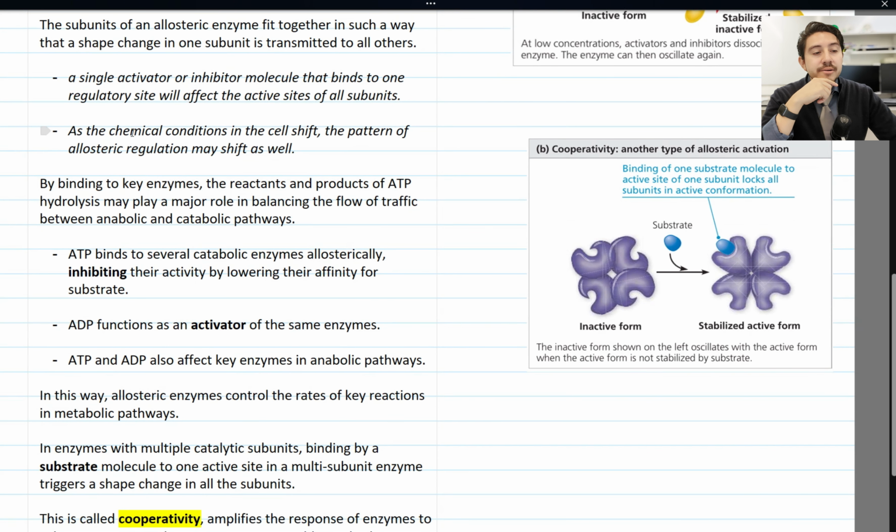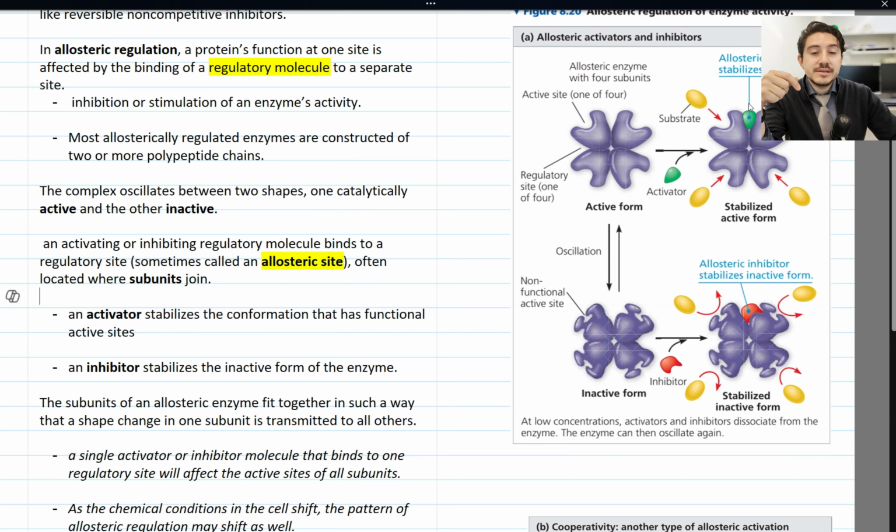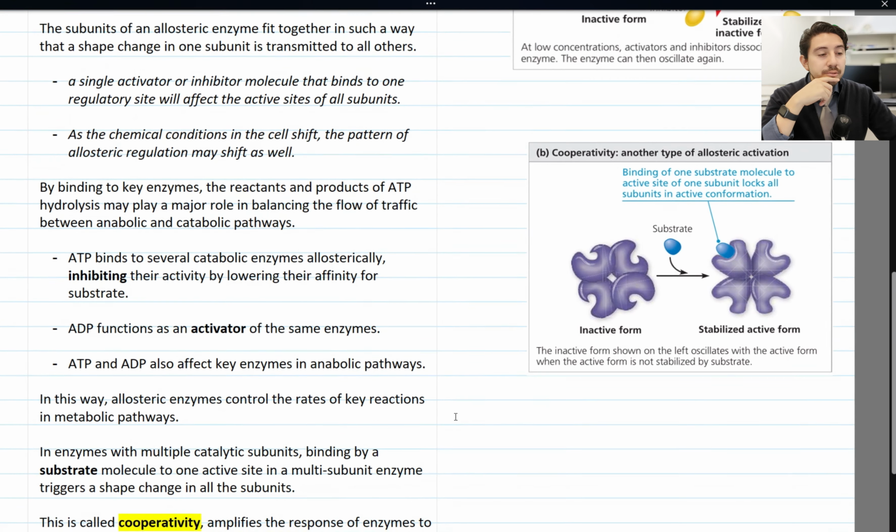Now this is regulated depending on the chemical conditions of the cell. If the cell requires the enzyme to become more in the active form, then you can have other molecules that will come in and displace this activator or this inhibitor, depending on the cellular conditions.